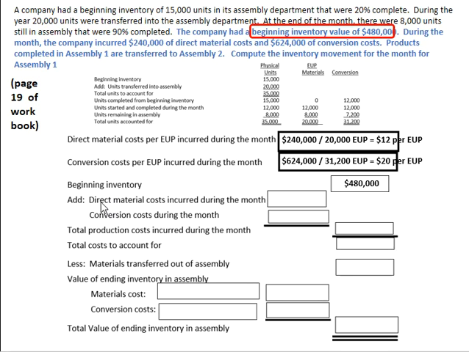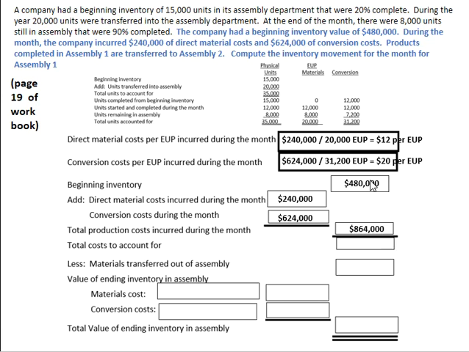Now I want to understand what my direct material costs are that I've added to my account during the month. I had $240,000 of direct material costs. Those were added to my assembly work in process during the month. Also, conversion costs of $624,000 were added to my account. So the total production costs incurred during the month, my materials and conversion cost, equals $864,000. That's the amount that was charged to work in process for my assembly 1 work in process.